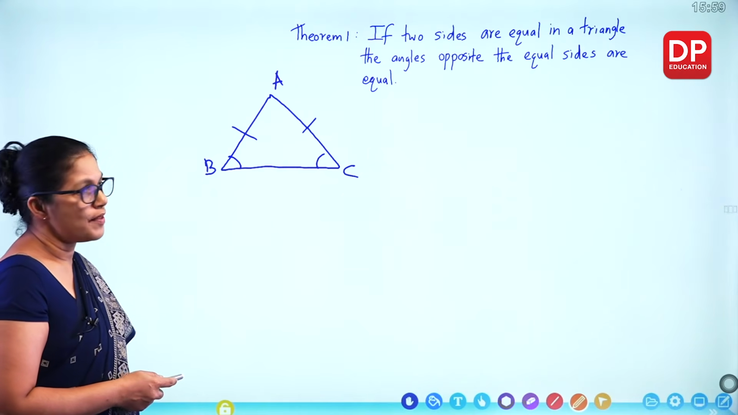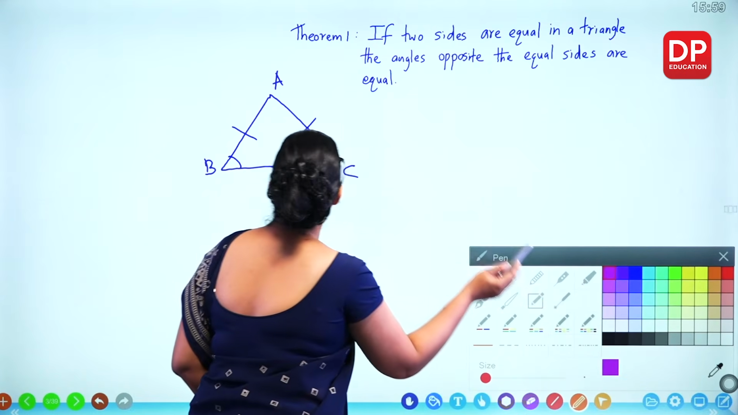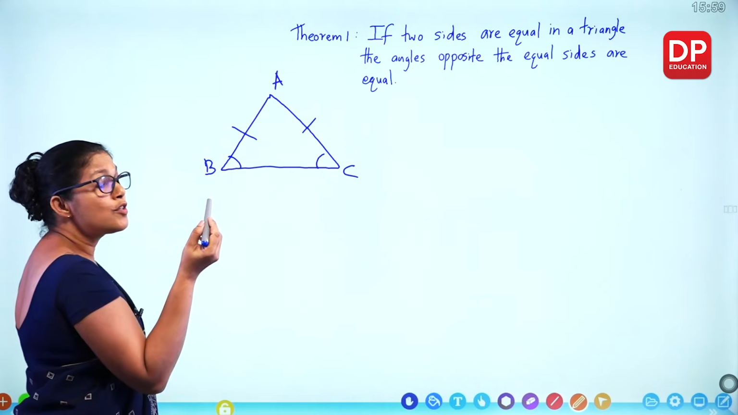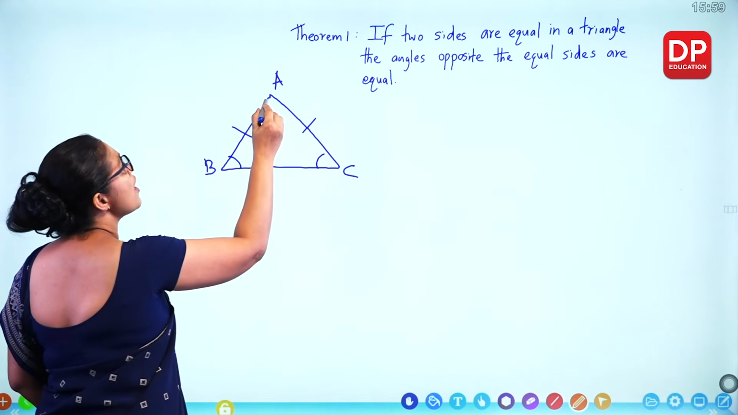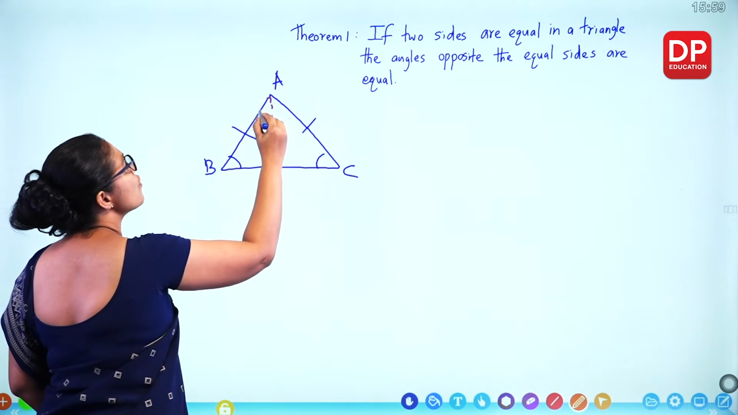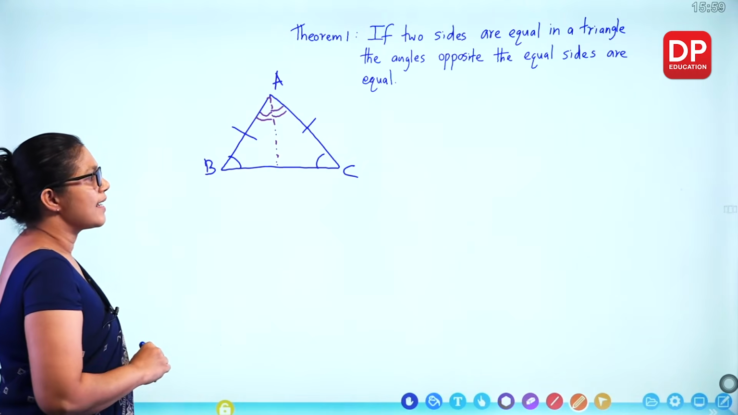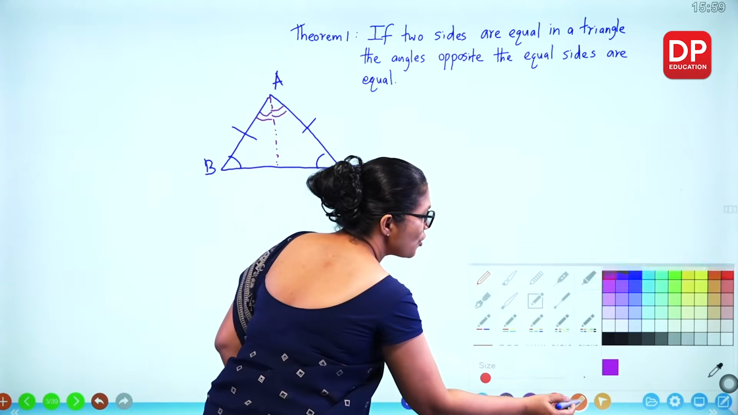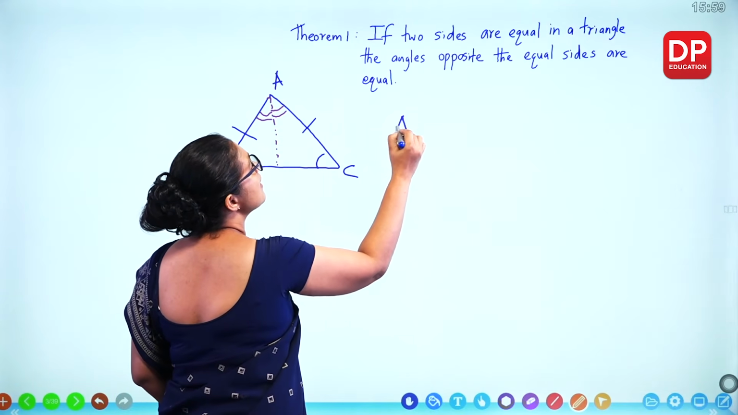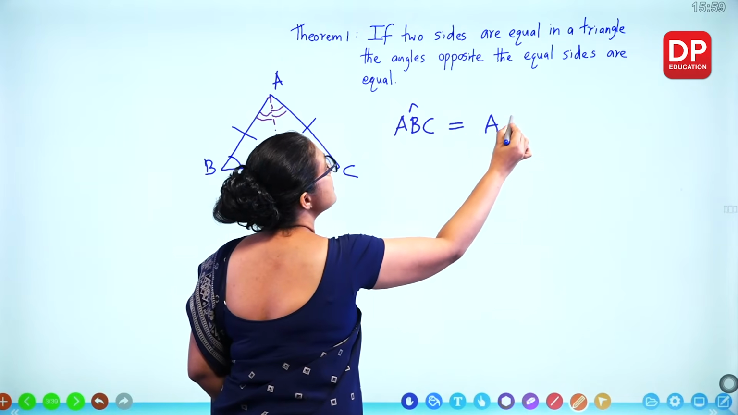Now we'll try to prove that. So let's take triangle ABC, but we don't know these two angles are equal. So here we need to do a construction. Here you are drawing the angle bisector from A. So that means this angle is equal to this angle. So what do you want to prove? We want to prove that angle ABC is equal to angle ACB.